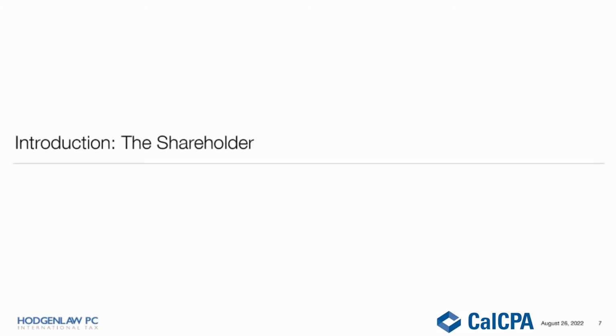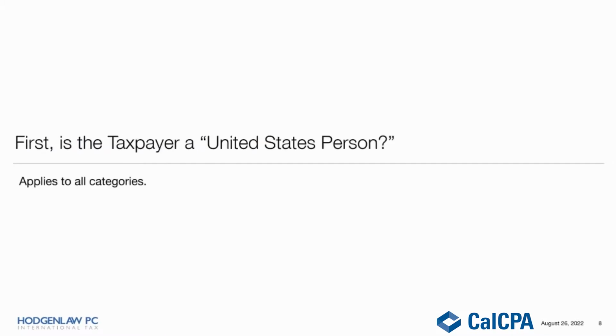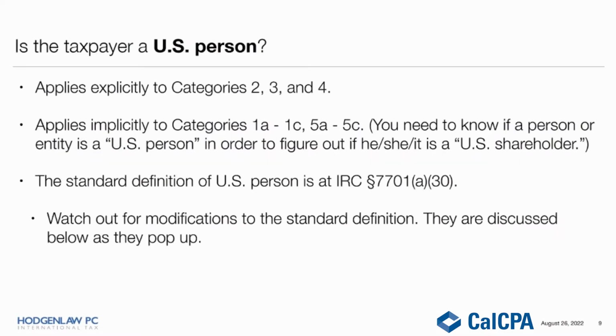So let's start first with the shareholder. So this is going to be the taxpayer for whom you are preparing Form 5471, or maybe you're going to find out that Form 5471 need not be completed, which will make you happy. The very first thing you have to know is, is your taxpayer a United States person or US person? Same diff. And it applies across all categories, categories 1 through 5.